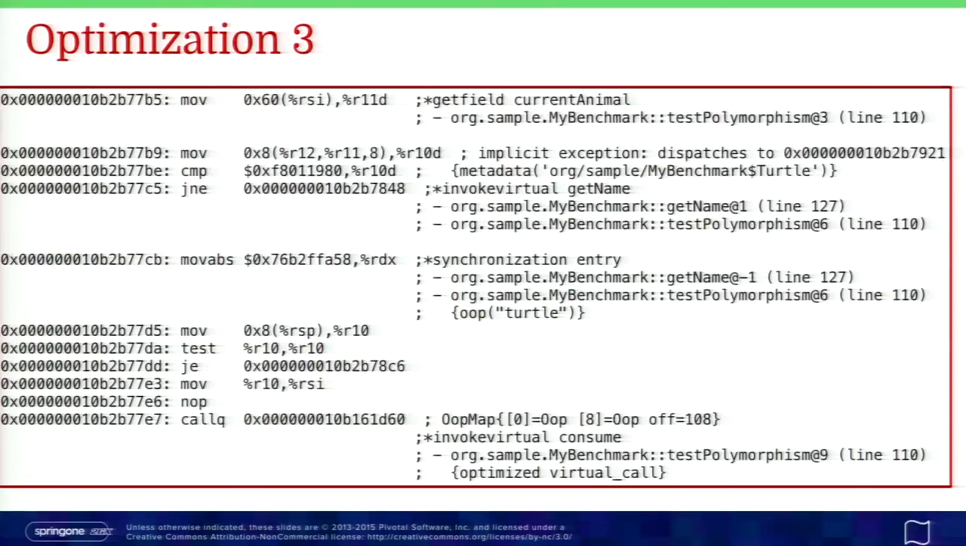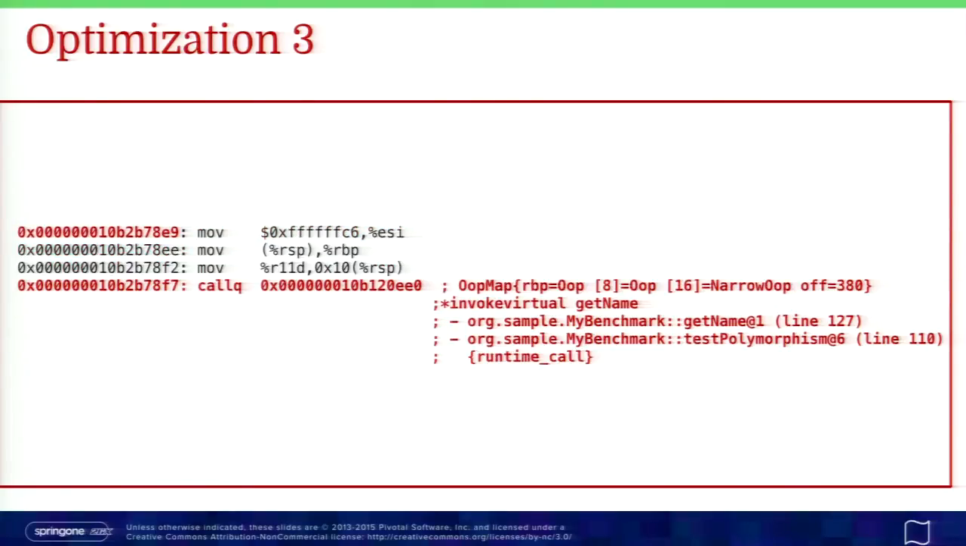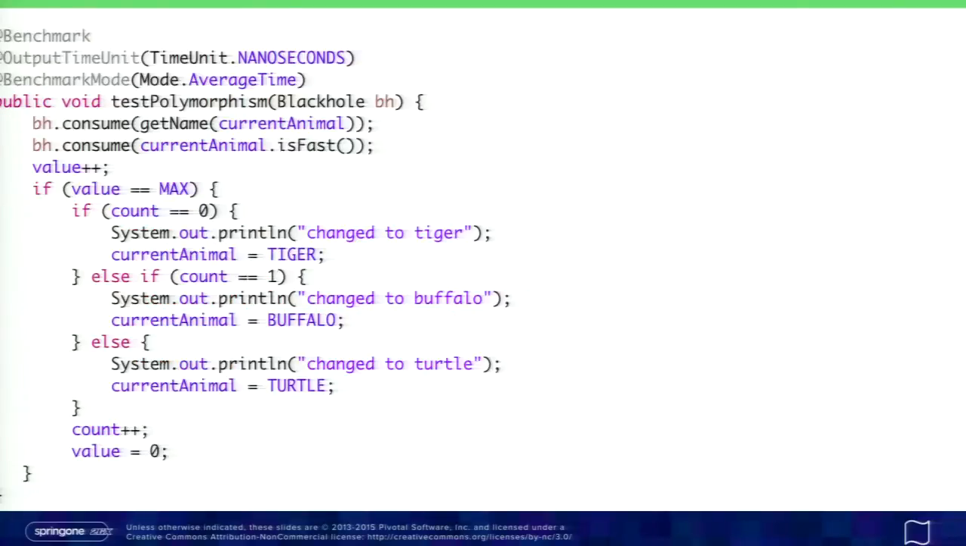Optimization 3. So here we see the compare to the turtle. And if not, then jump to the 7848 there. We can jump to the 7848, and what do we see? Well, now we see a comparison of the tiger. So we've optimized for both the turtle and the tiger. And if we jump to that one, then we get the animal get name call, right? So typically, the JVM will optimize for 1 or 2 different types. But if you have more types, it's not going to optimize. And we can go ahead and verify this.